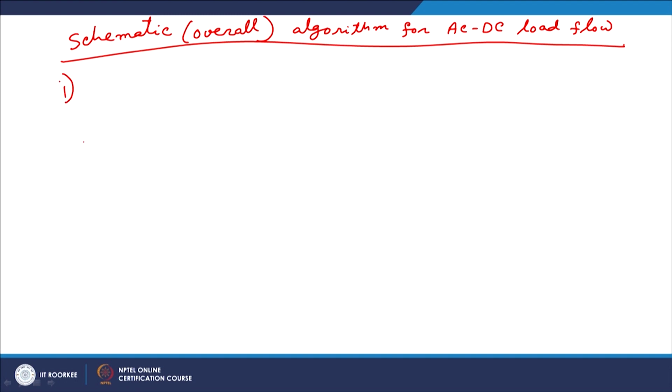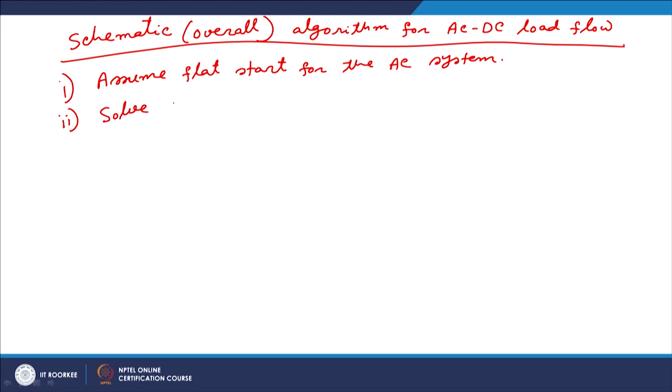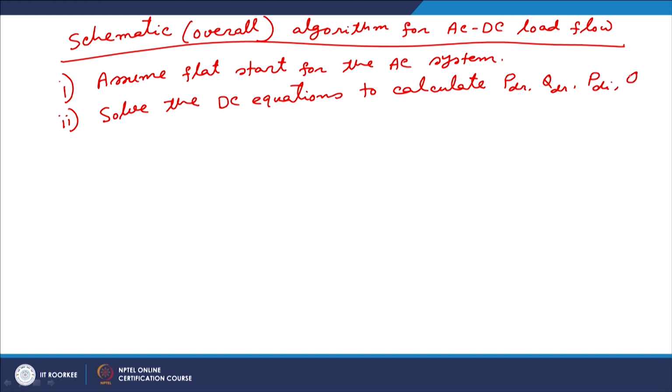So, what is the overall algorithm? First we assume a flat start for the AC system. Therefore, ETR and ETI are known. Then we solve the DC equations to calculate PDR, QDR, PDI, QDI.